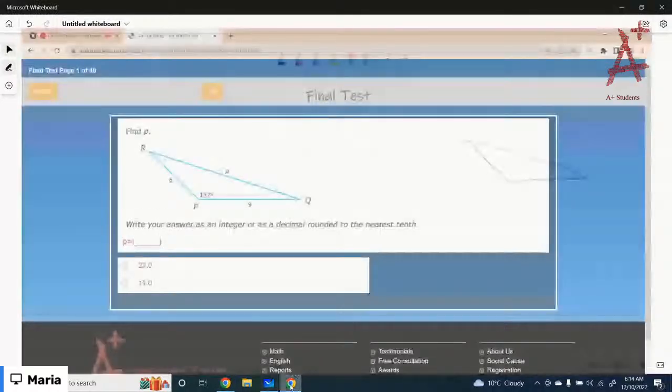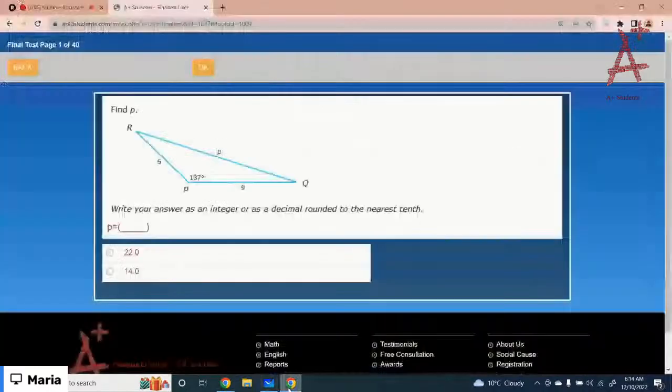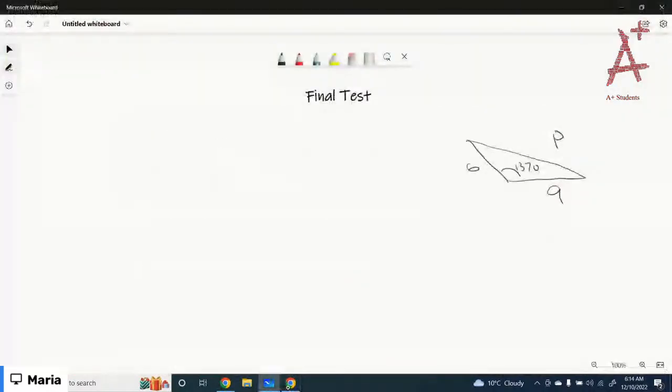Wait, let me see. 9, 6, 137. We can use the cosine law in this case because you are given the angle that is in between the given sides. Got it? So P, Q, and R. So using cosine law is easy. So you have to find P.